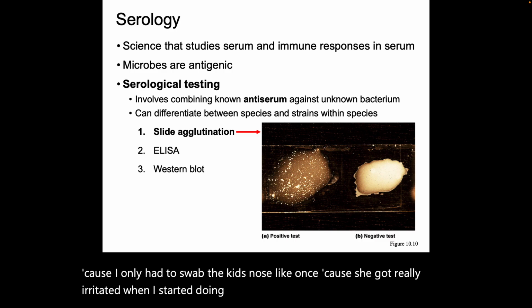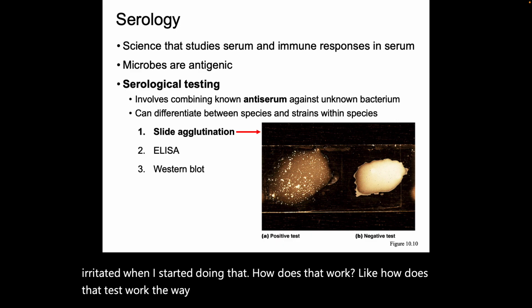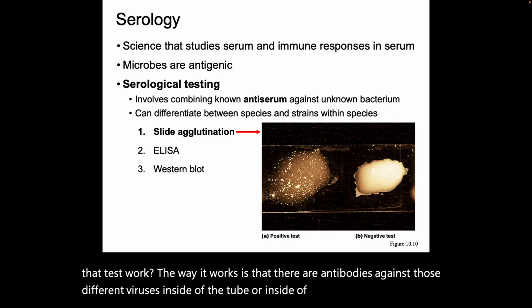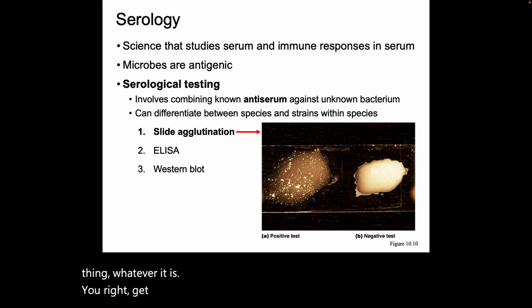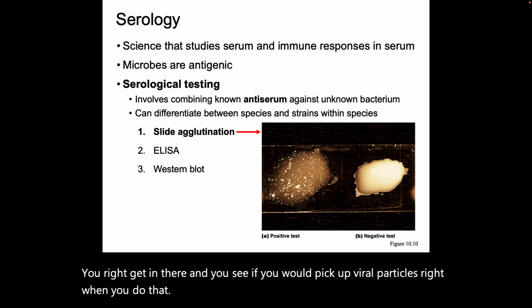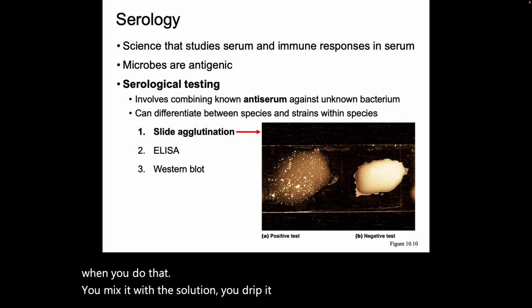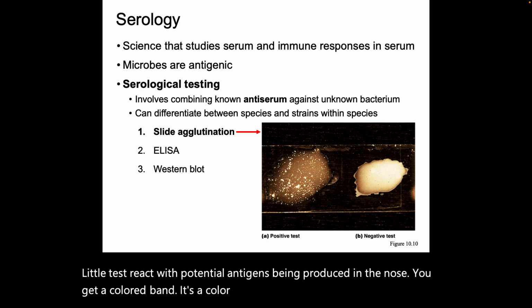How does that test work? The way it works is that there are antibodies against those different viruses inside of that little flat thing, whatever it is. You get in there and you see if you pick up viral particles. You mix it with the solution, you drip it on there, it moves across, and when the antibodies in the test react with potential antigens being produced in the nose, you get a colored band. It's a colorimetric assay. So you're using serology at home to diagnose yourself.